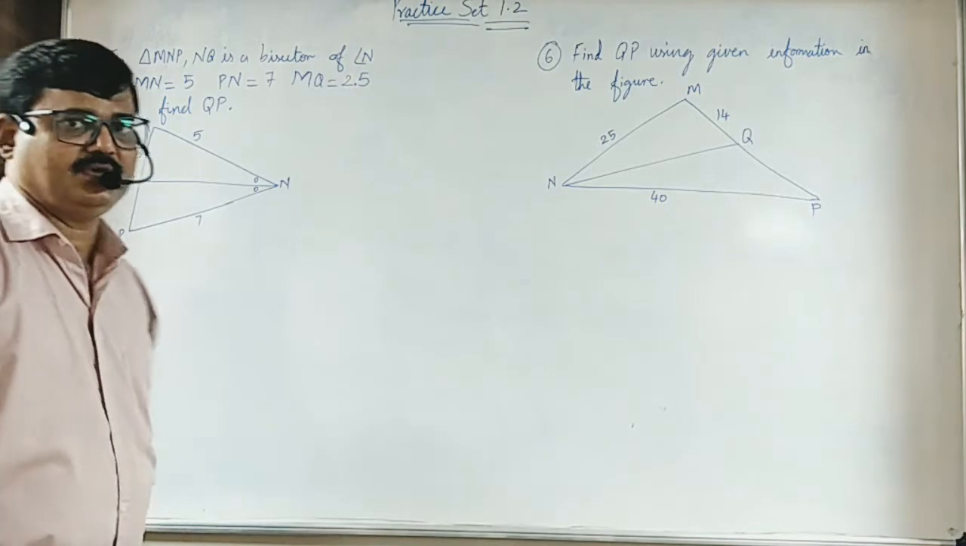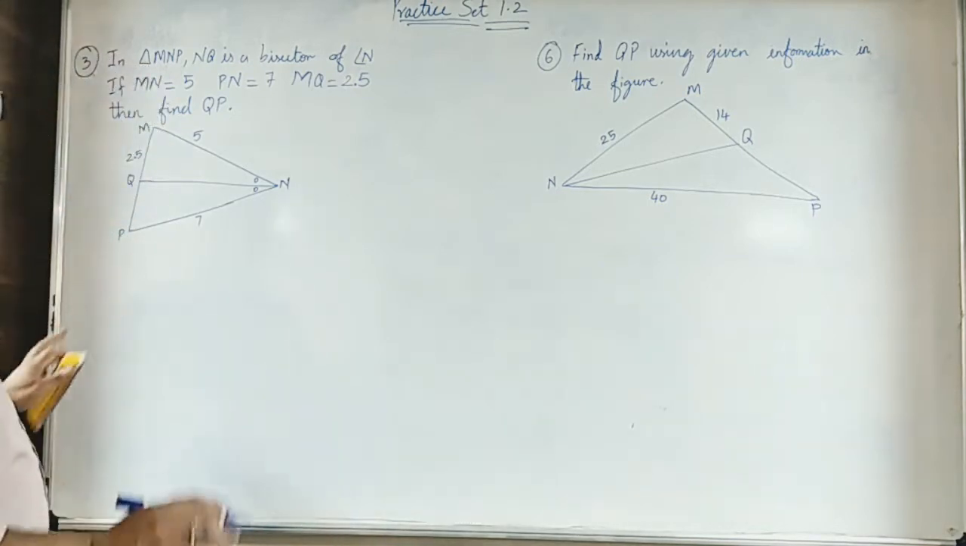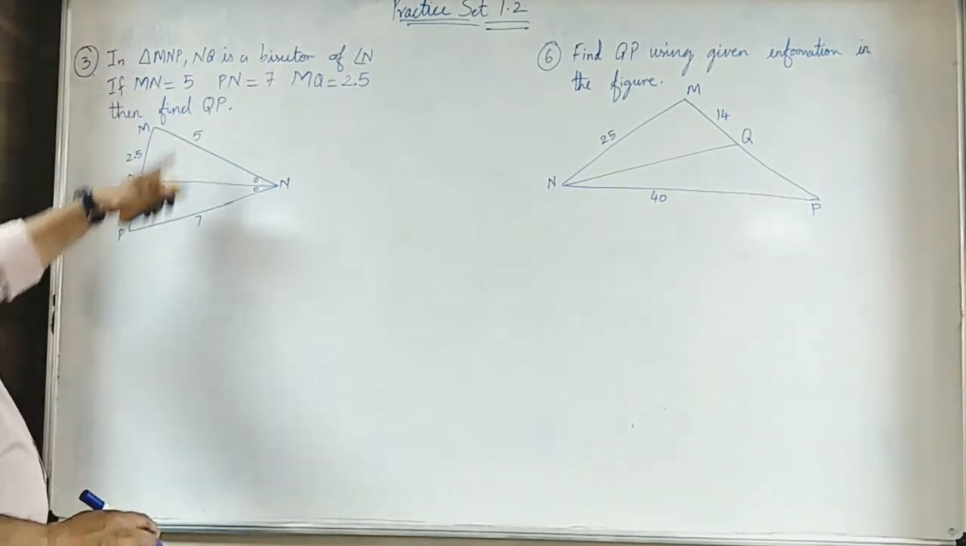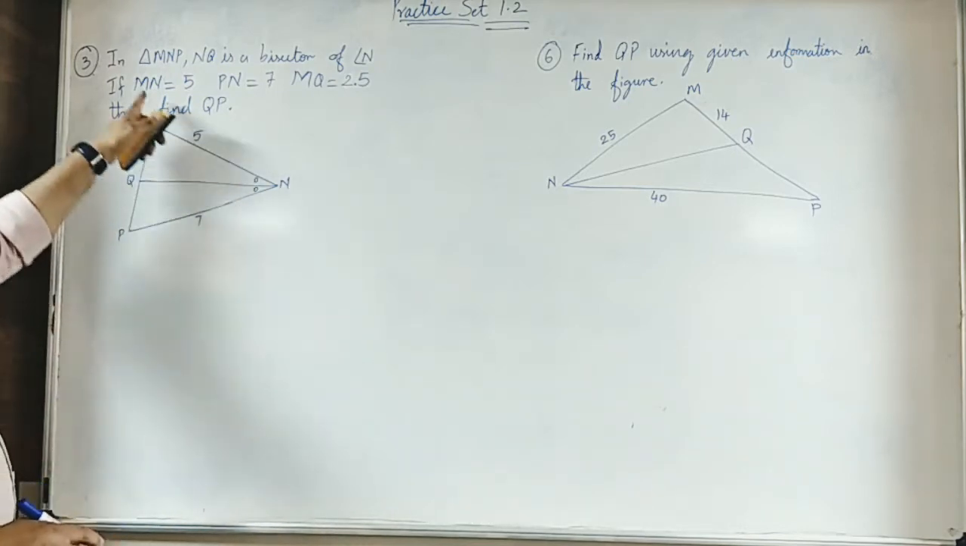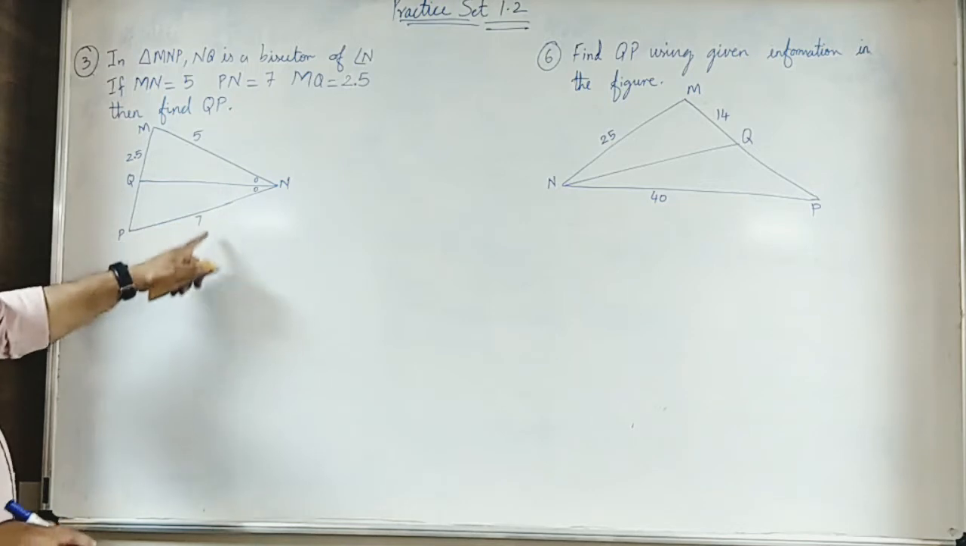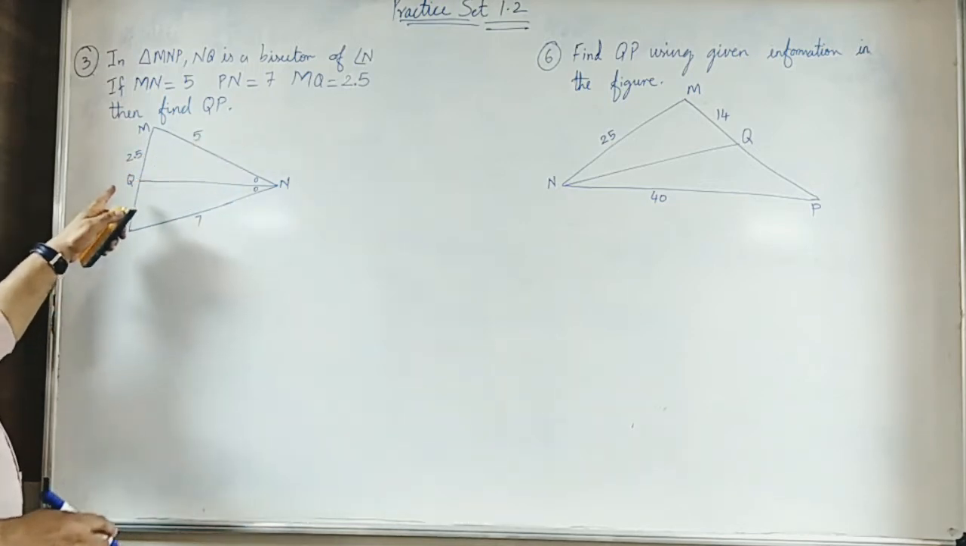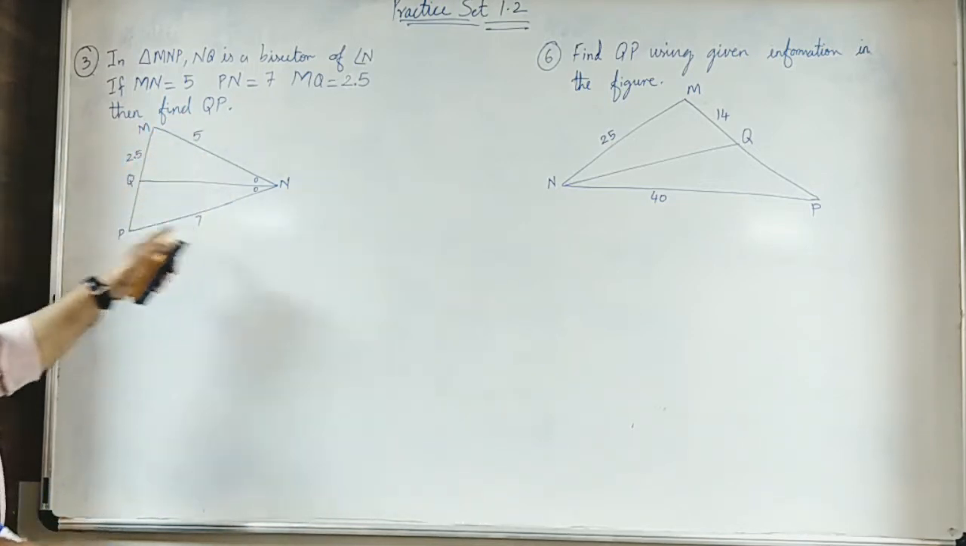First I will do question number 3. Now it's very simple. Look at triangle MNP. NQ is the bisector. They have given that NQ is the bisector of angle N. Can you see that? Then MN they have given 5, PN they have given 7, MQ they have given 2.5. Find QP. QP they told to find.